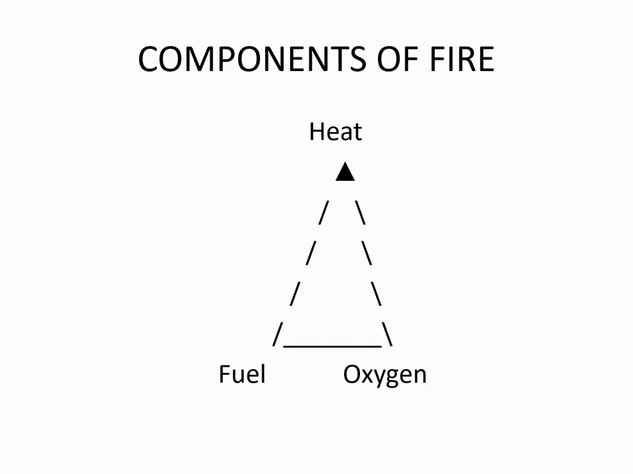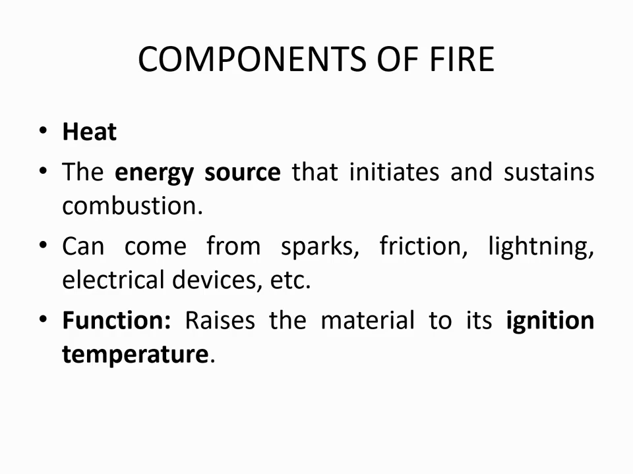The slide shows the classic fire triangle. These are the three main components of fire. First one is heat, second one is fuel, third one is oxygen. If you remove any component, the fire will be extinguished and it will not spread over the building or room. The first component of fire is heat, and heat can come from spark, friction, electrical equipment, lightning or any other source. The primary function of heat is to raise the temperature of the material, enabling it to burn.